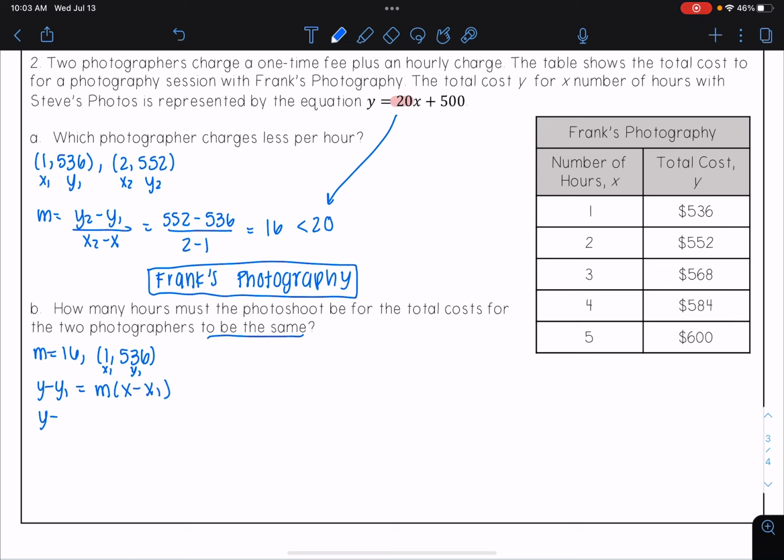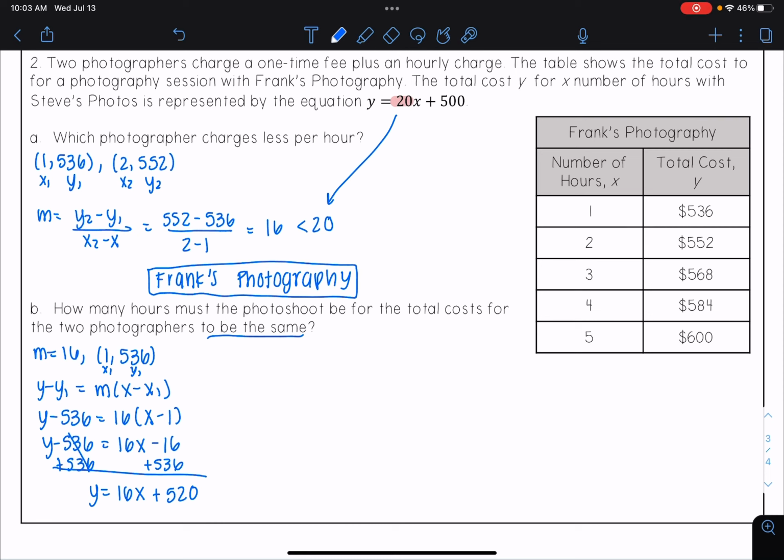And I'm going to plug that into my point slope formula. So I have y minus 536 is equal to 16 times x minus 1. So I have 16x minus 16. Add 536 to both sides. And I get that y is equal to 16x plus 520. Now that I have that equation, I can go ahead and set the equations equal to one another. So I have 16x plus 520 is equal to 20x plus 500.